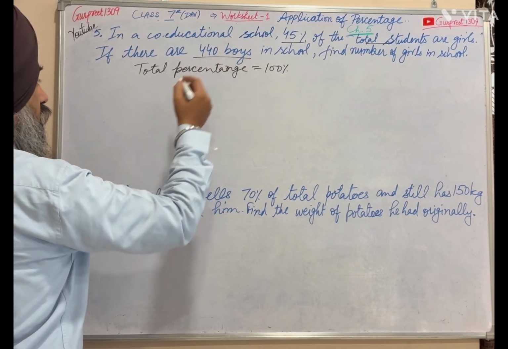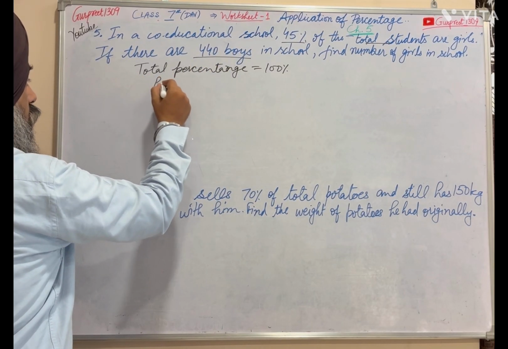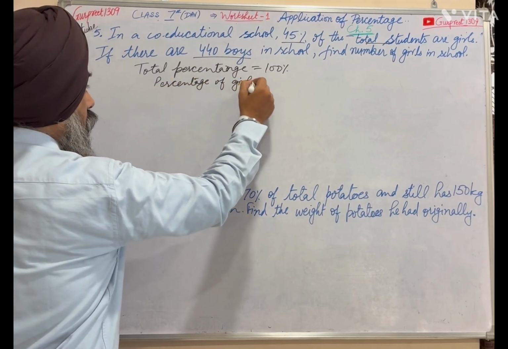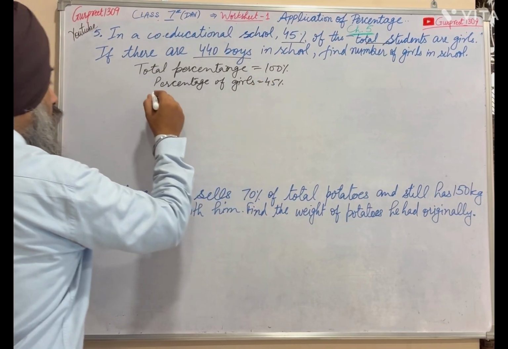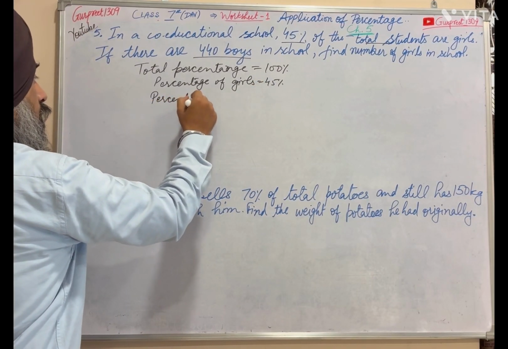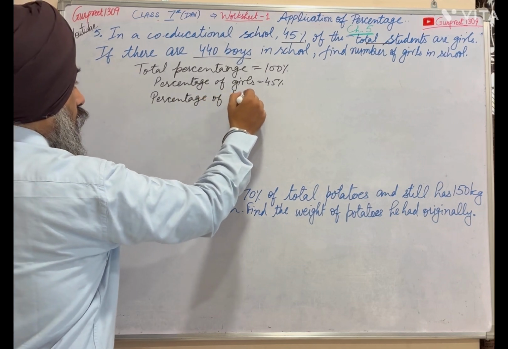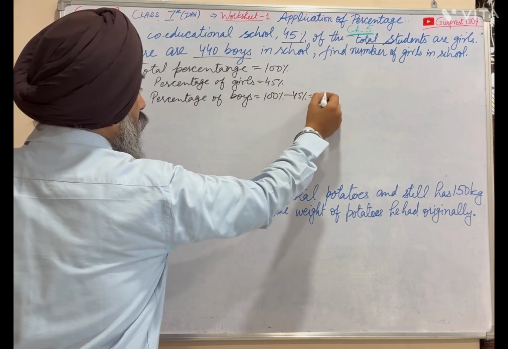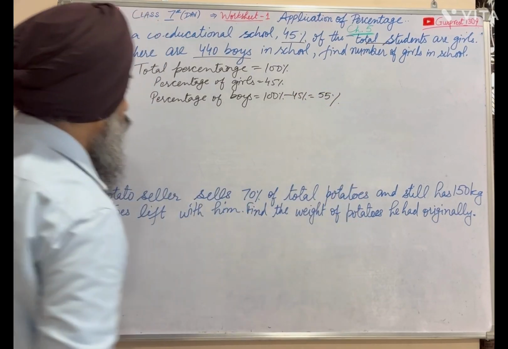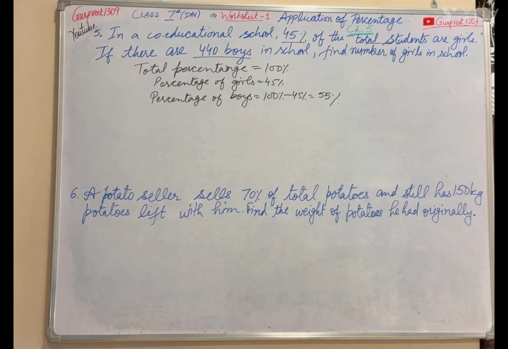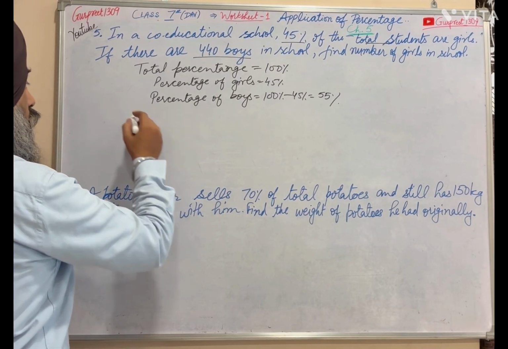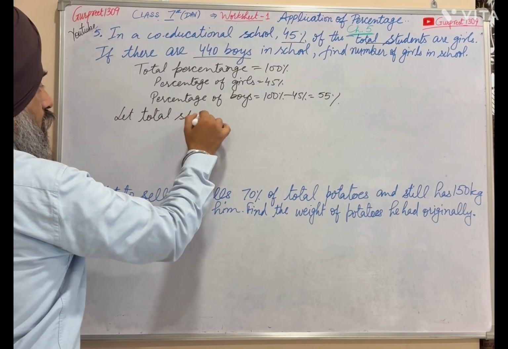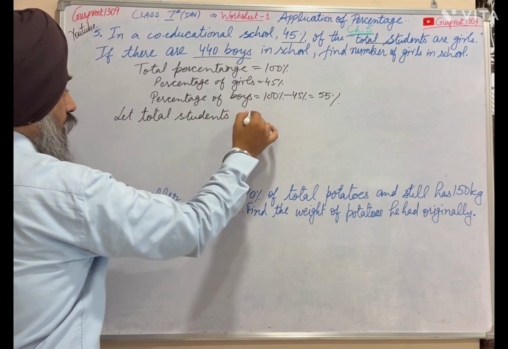So 45% are girls. Percentage of girls is 45%. Then percentage of boys is 100% minus 45%, that becomes 55%. 55% is the boys' percentage. Now let the total students be x. Here we will take the total students as x.